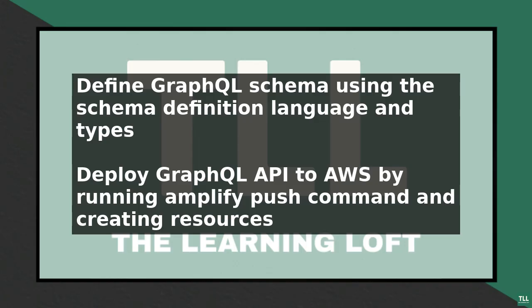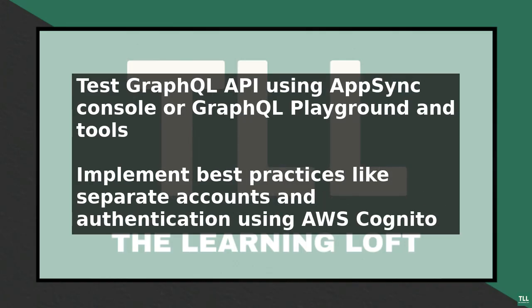Best practices for configuring AWS Amplify GraphQL API include using a separate AWS account for development and production, implementing authentication and authorization using AWS Cognito, and monitoring your API usage using AWS CloudWatch. By following these steps and best practices, you can create a scalable and secure GraphQL API using AWS Amplify. This enables you to focus on building your application, rather than managing your backend infrastructure.